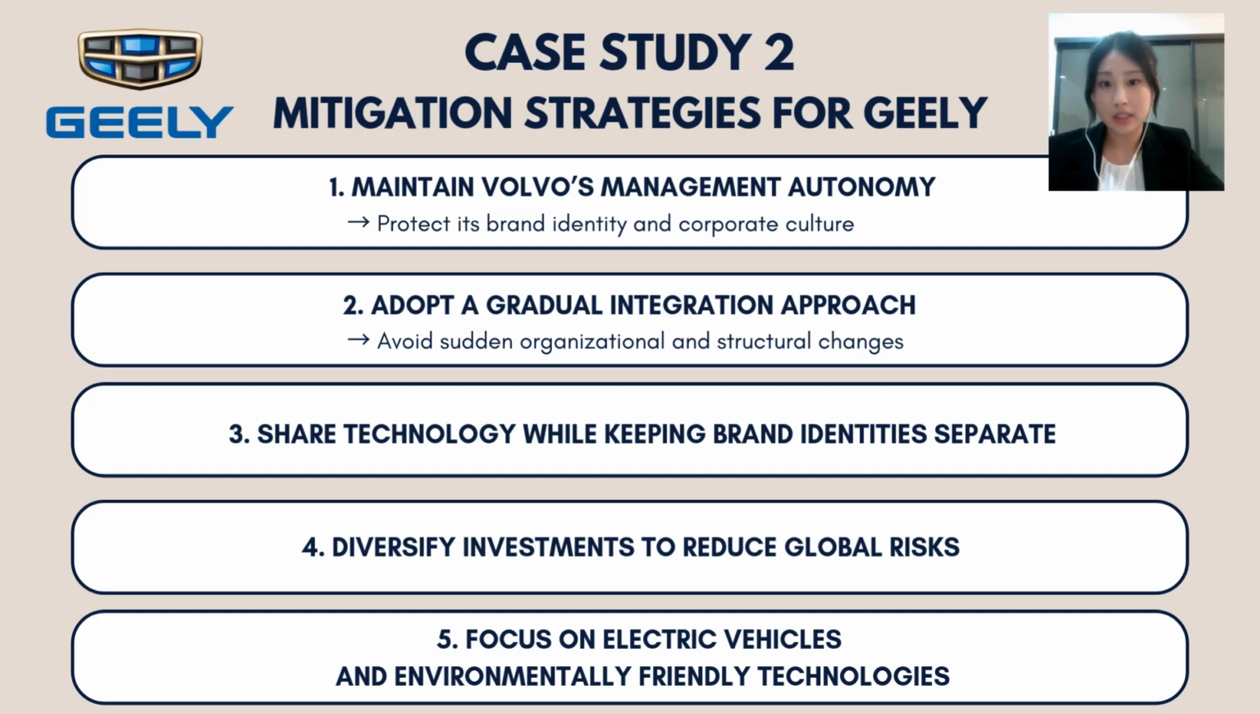To mitigate these risks, Geely should maintain Volvo's management autonomy to protect its brand identity and corporate culture. Geely should adopt a gradual integration approach to avoid sudden organizational and structural changes. In addition, technology should be shared with Volvo while keeping the two brand identities clearly separate. Geely can also diversify its global investments to reduce exposure to external and regional risks. Finally, focusing on electric vehicles and environmentally friendly technologies can strengthen long-term competitiveness.